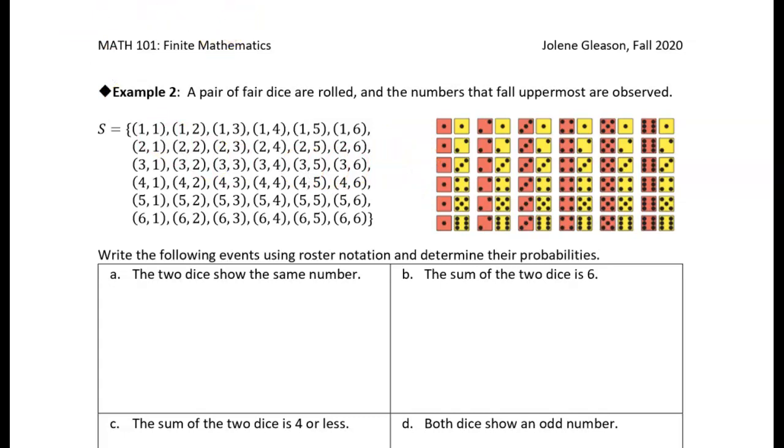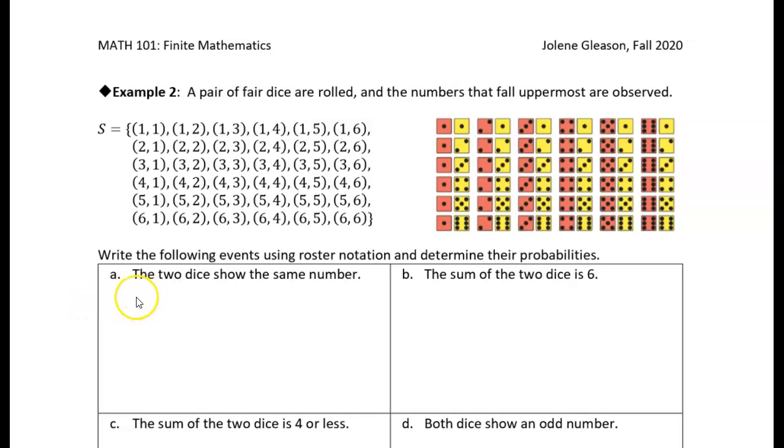Okay, so this is the sample space for our dice rolling, right? We're rolling a pair of dice, and these are all the possible outcomes. I think we had the same sample space in the last lecture as well. So this question asks us to write the following events using roster notation and determine their probabilities.